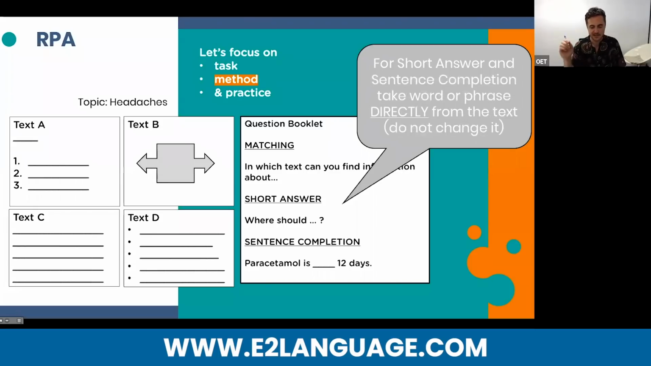So on your answer sheet for matching, you'll be writing A, B, C, D. That's it. Question 1 might be D. Question 2, the answer is C. Question 3, the answer might be C again, okay?